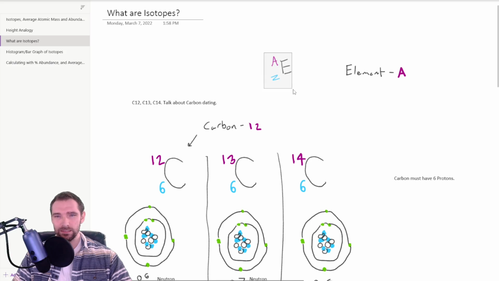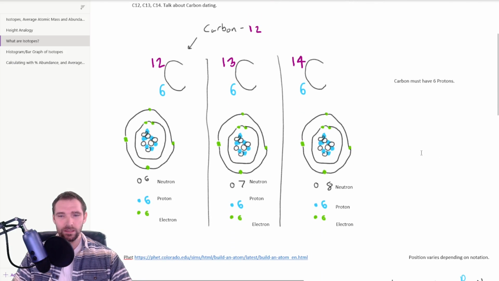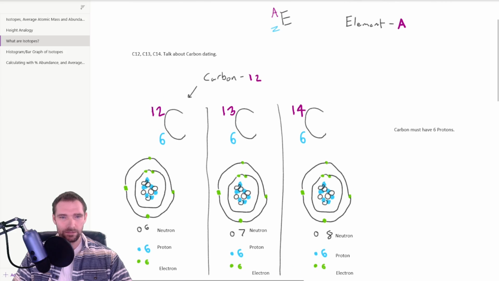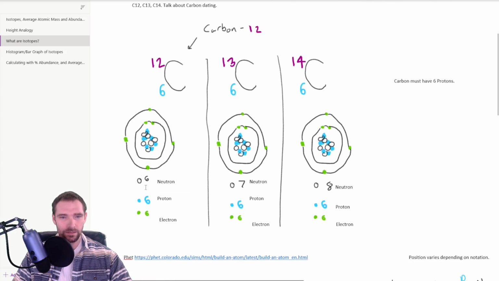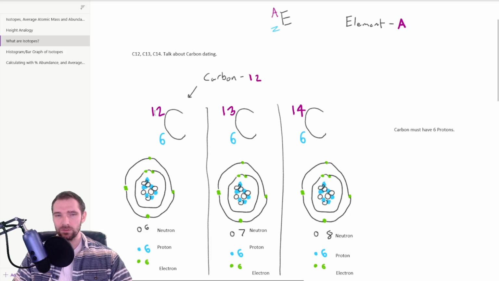So you might see it written like this, where you've got the element and then you've got two numbers with that element. The larger of the two numbers is going to be the protons and neutrons added together. So you can see right here, this carbon atom, there's 6 protons and neutrons in the center, in the nucleus, and then 6 electrons around the outside. So the top number is the protons and the neutrons. It's how much it really weighs. And then this bottom number is the protons.